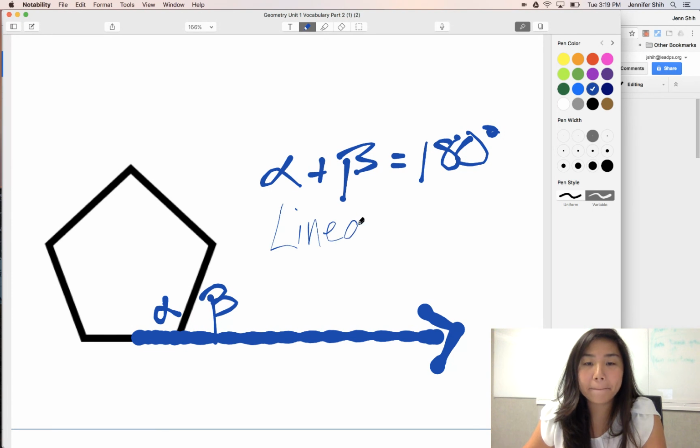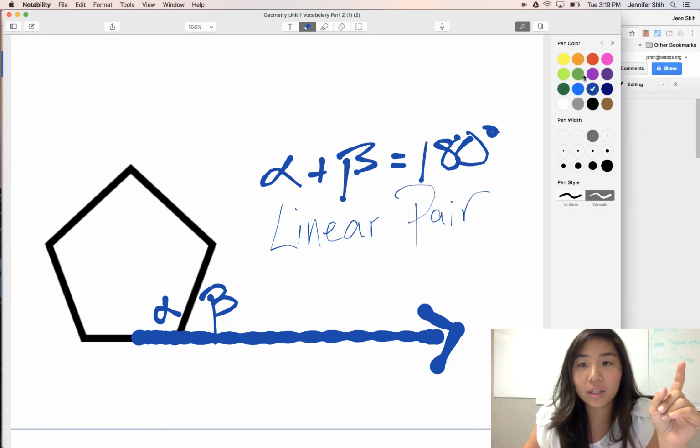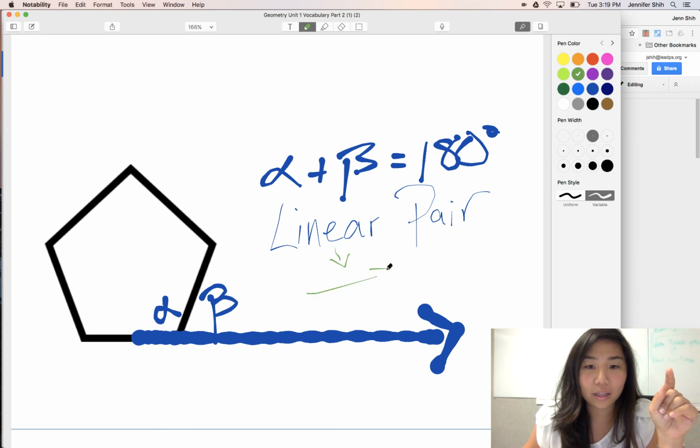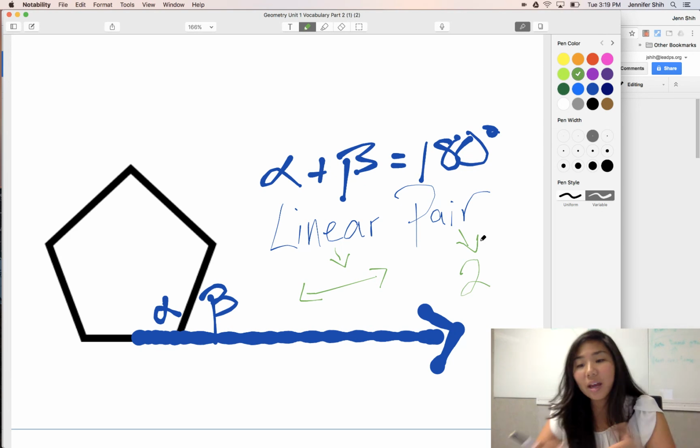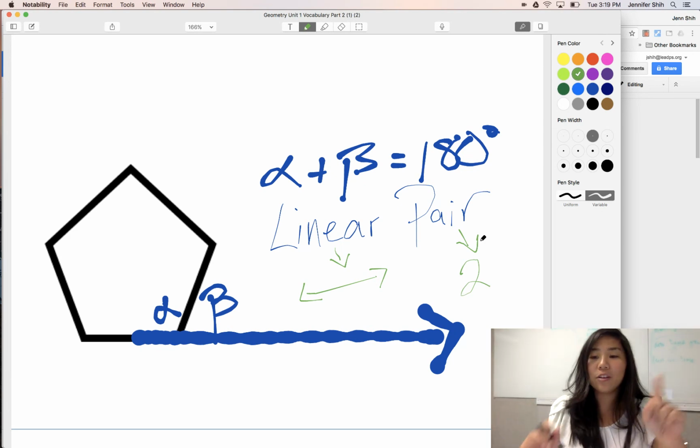Linear pair. One more bit of strategic reading that I want to highlight is linear. It means line, so straight line, like one of these lines, and a pair means two. So you have two angles that add up to a straight line. So you can use your good strategic reading skills to use context clues for that.